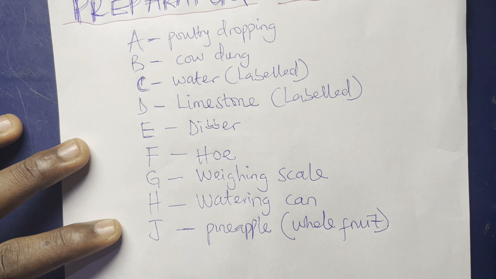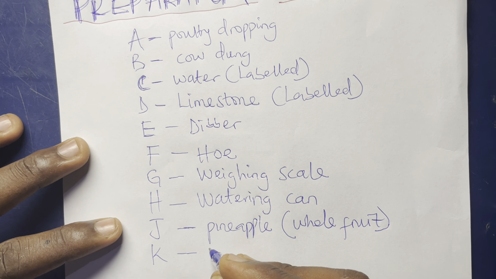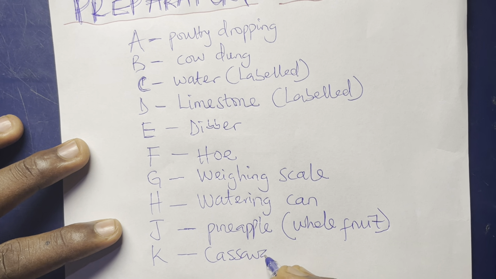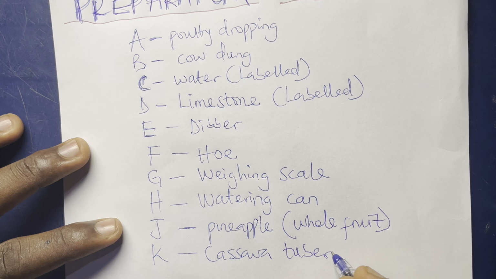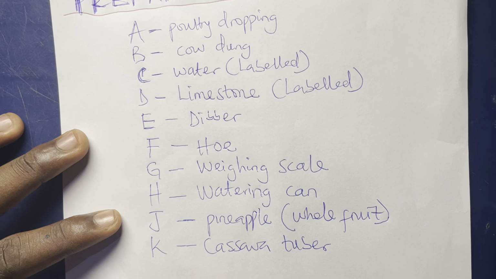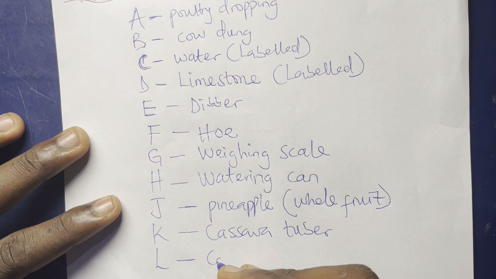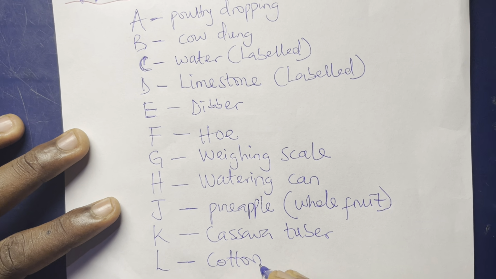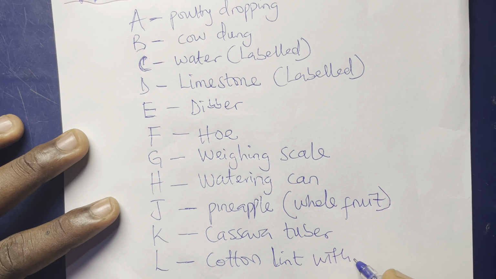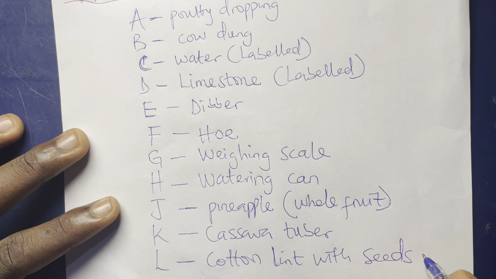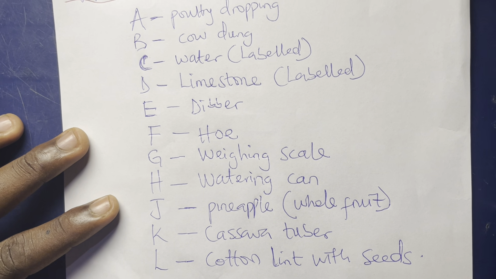Then after J, the next one is K. Specimen K is cassava tuber, which means the whole cassava. You understand? After specimen K, the next one is L. That's cotton lint, with the seed too. So that's specimen L.